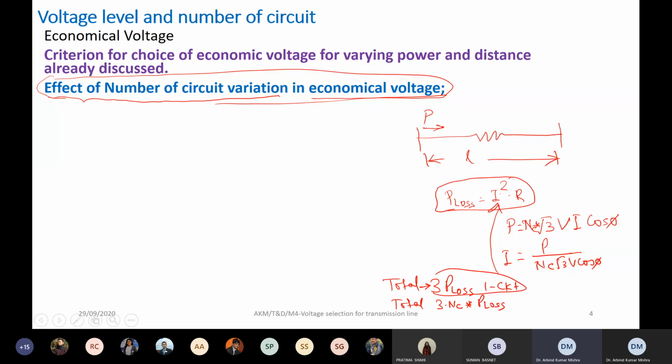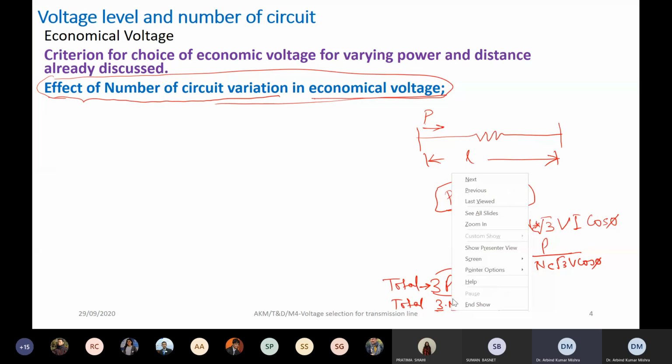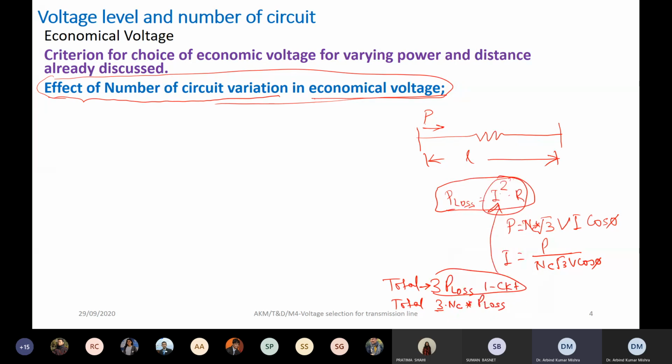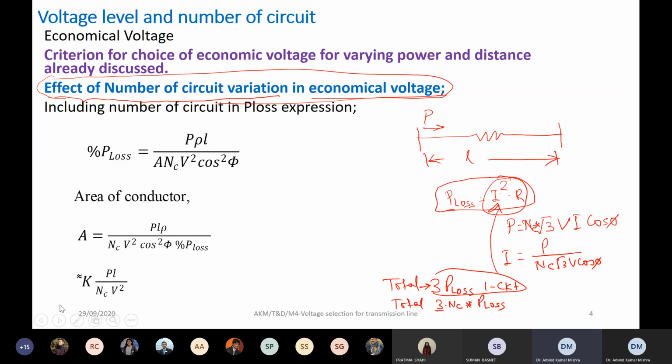And for multiple circuits, say for example a double circuit, you have in total 6 conductors. So that's why this per conductor power loss has to be multiplied by 6. So this is 3, and for double circuit it is 2, and this is the power loss. If you do a similar procedure, you will find the expression for the power loss including the number of circuits as this.